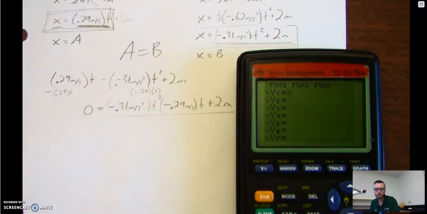Anytime you have a quadratic equation and it's set equal to 0, what you can do is get out your calculator, hit the y equals button right there. Y equals, this will come up. If you've been using it in math class, you might have some other functions there. Just go ahead and delete them.